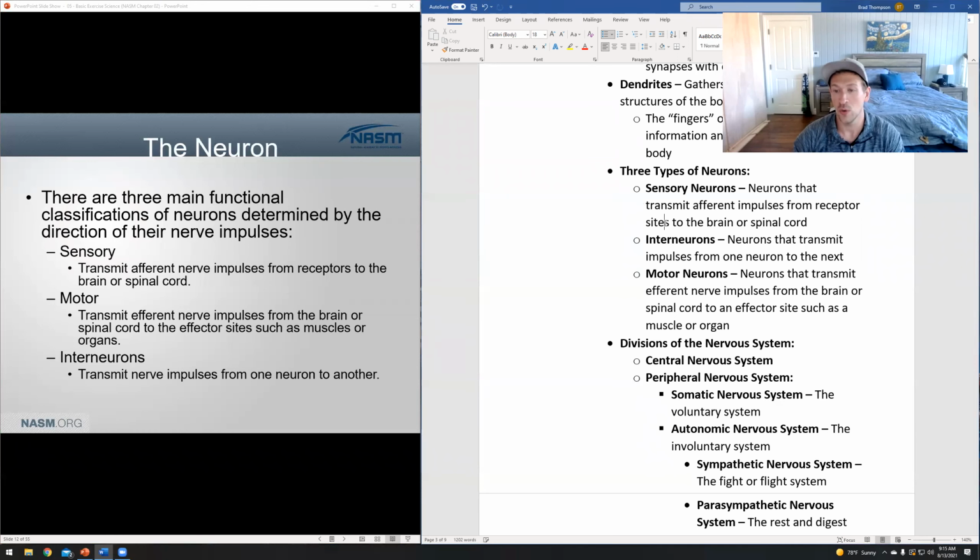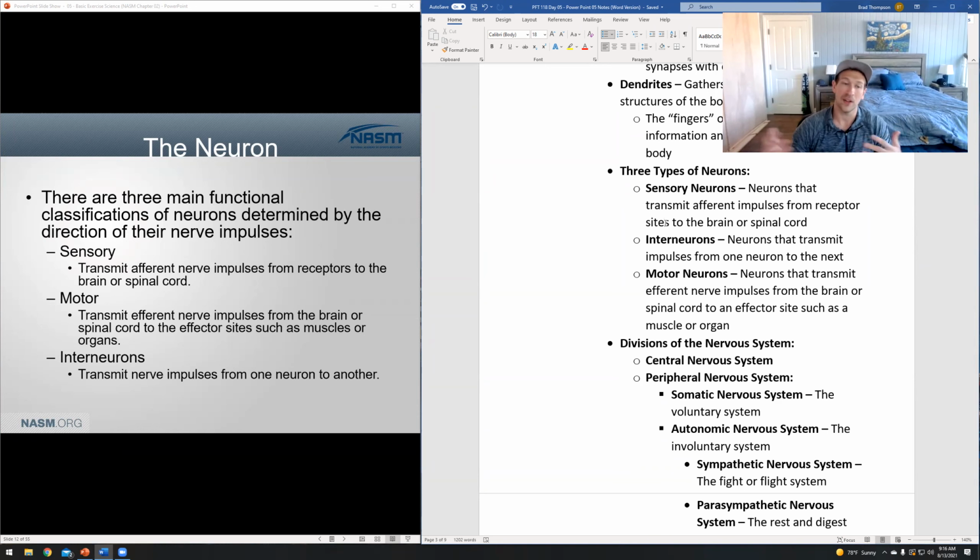Receptor sites to your brain or your spinal cord, right? So they're going to gather information that is heading back towards the brain. A good example of sensory receptors are all of the sensory receptors in your skin. If you've got a spider crawling along your leg and you're like, what is that? You're going to feel that sensation thanks to your sensory neurons. They're going to be gathering info coming back.